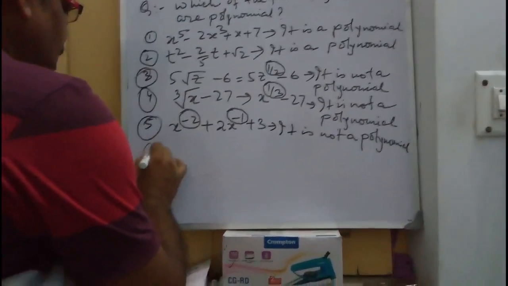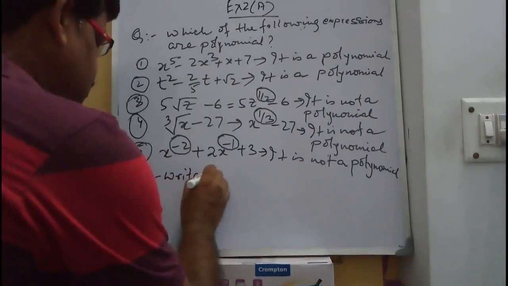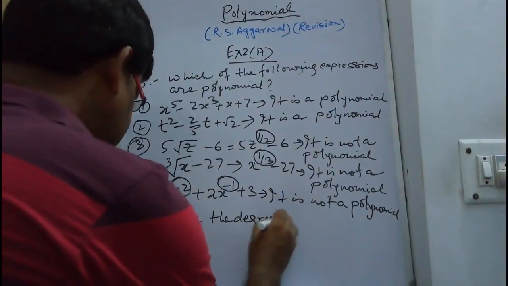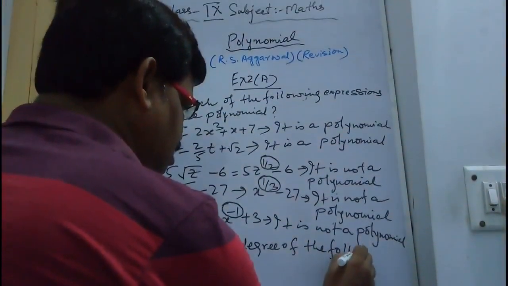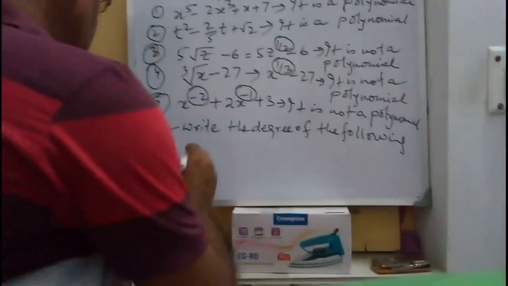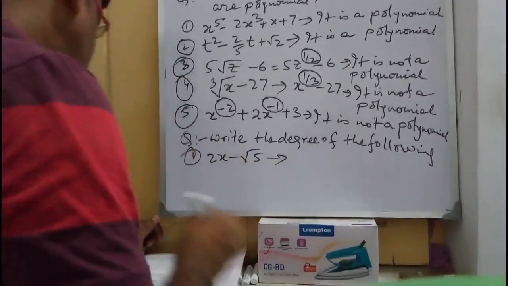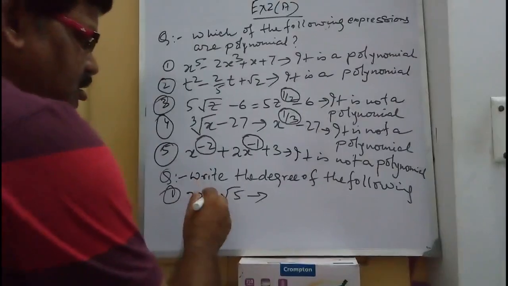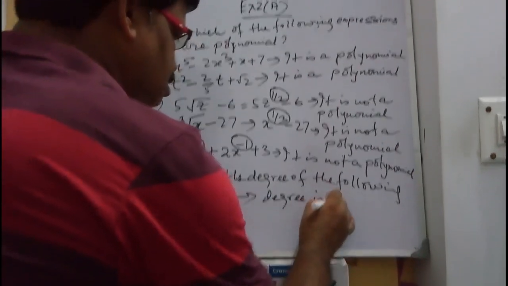Now, next question, write the degree of the following. 1, 2x minus root 5. Here, the power of that variable is 1. So, degree is 1.